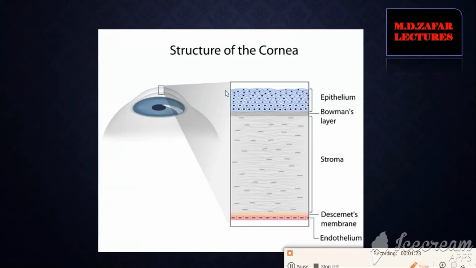Another diagram to give you a much better view. This is the epithelium. This is the Bowman's layer. This is the stroma. This is the Descemet's membrane, and this is the single cell endothelial layer.